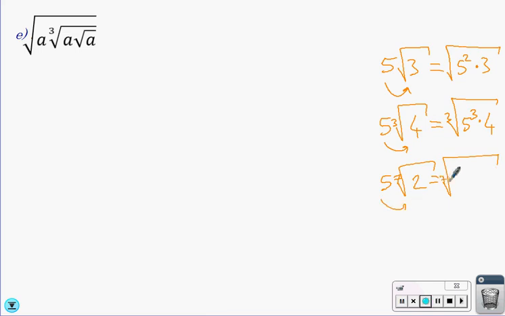There should be a 7th root again, with 5 to the power of 7 and times 2 already inside there. This is idea 1. Do you remember this one? This is easy. No problem.